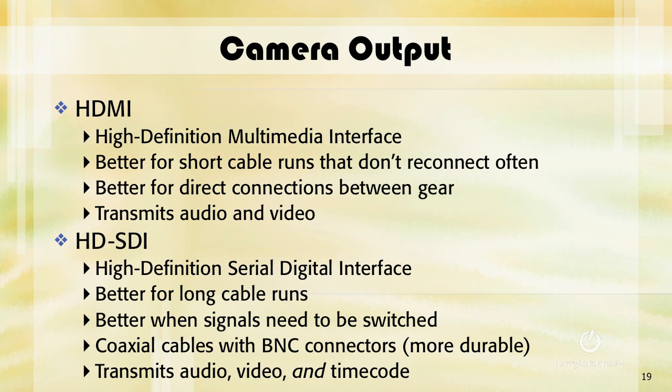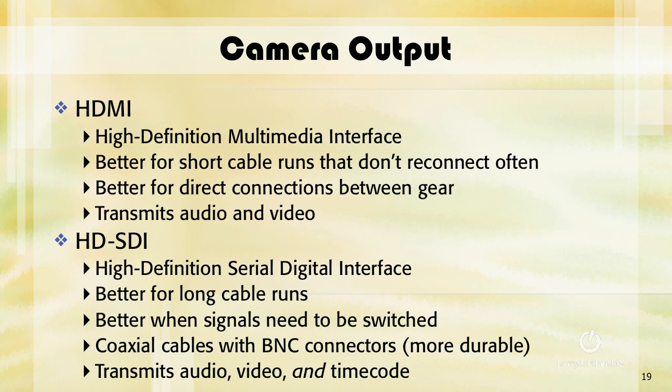We have two types of camera output, HDMI, which stands for High Definition Multimedia Interface, and HD-SDI, which is High Definition Serial Digital Interface. HDMI, because of the way it uses connectors, is better for short cable runs that don't require reconnection very often. You want to put the HDMI connector in and leave it connected. Don't keep breaking the connection. It's better for direct connections between gear, and it transmits audio and video.